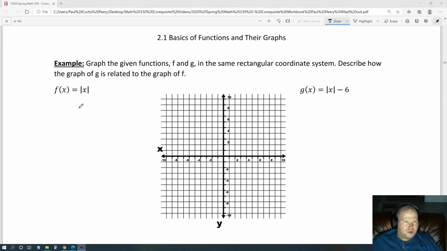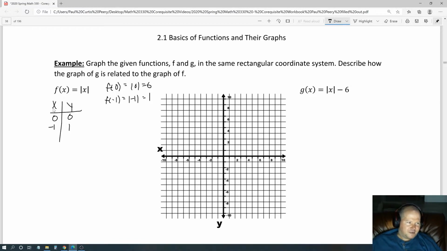Now, you could actually just start plugging in; you could make a little x and y chart, right? So let's say we want to plug in a 0 and see what happens. Okay, fair enough. So f of 0 equals the absolute value of 0, which is 0. Cool, so we're going to put the 0. Okay, let's try -1. All right, so f of -1 equals the absolute value of -1, which is 1. Cool, we got a 1 there.